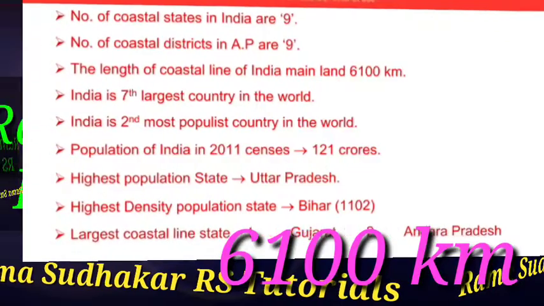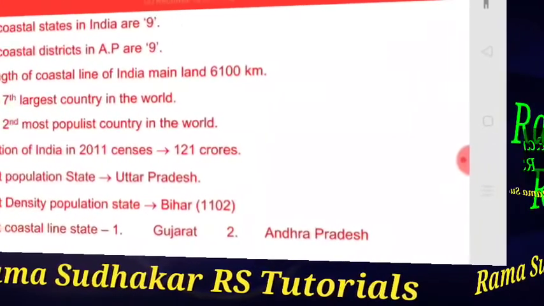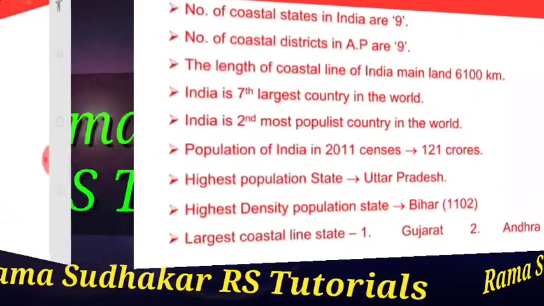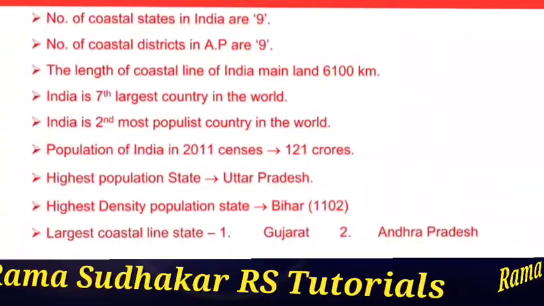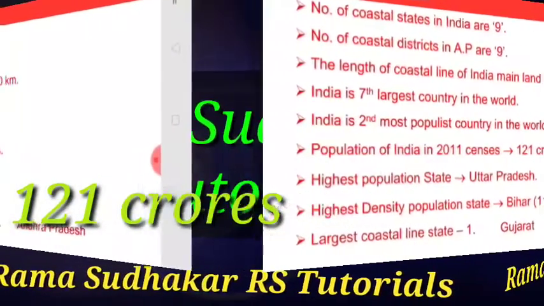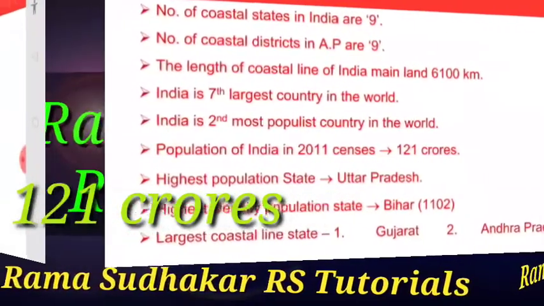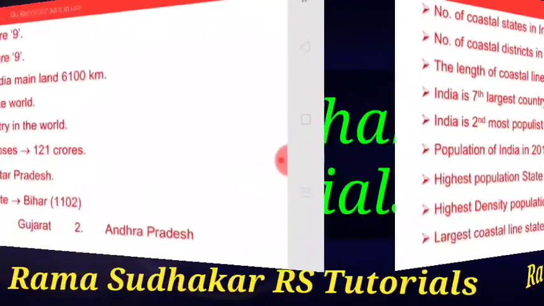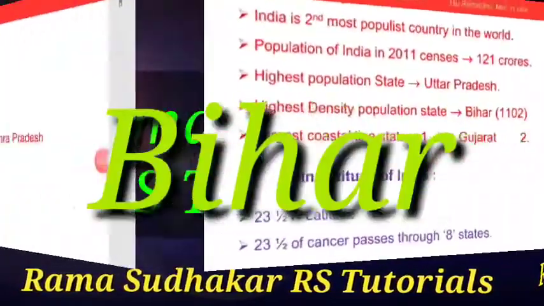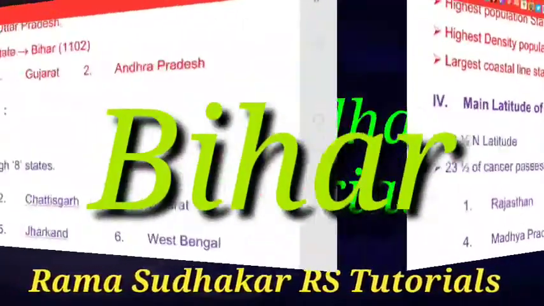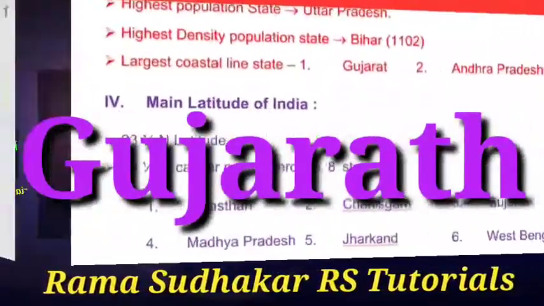India is the 7th largest country in the world. India is the second most populous country in the world according to population. Population of India in the 2011 census: 121 crores. So at present, what is the population of India? Nearly 130 crores. Highest population state in India, Uttar Pradesh. Highest population density state, Bihar, 1102 persons. Largest coastline states, Gujarat in first place, second place Andhra Pradesh.